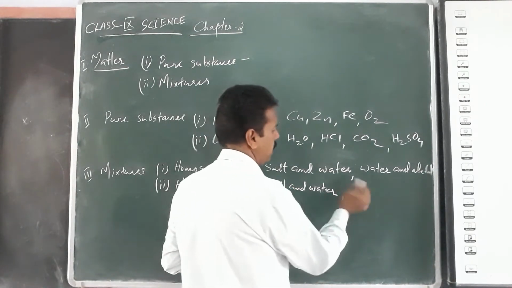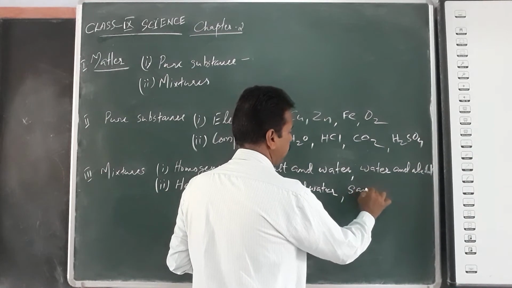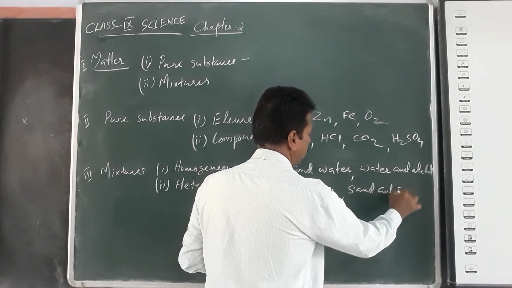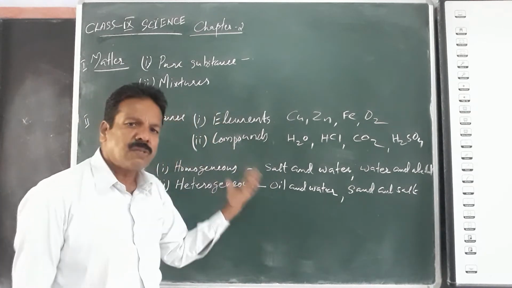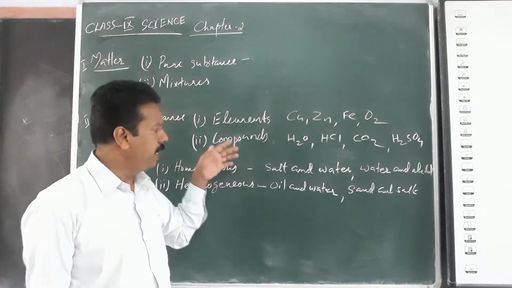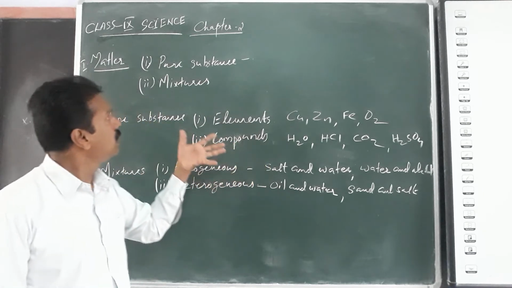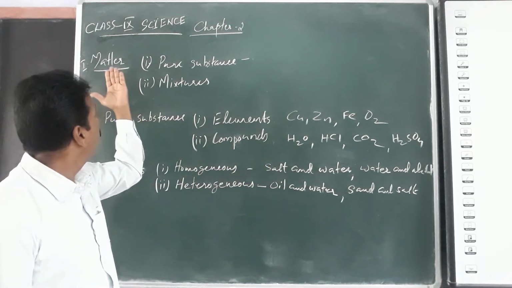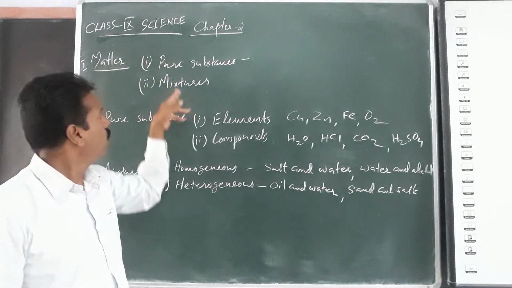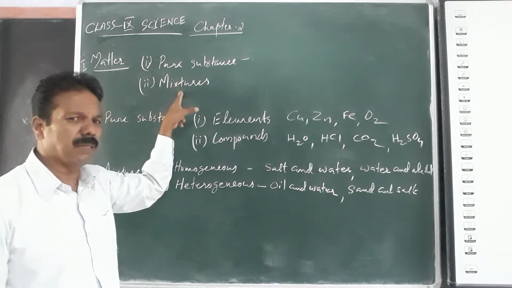Then sand and salt. Sand and salt you can mix, and you can see sand separately, salt separately. Okay. And this is a summary of the substances found in nature. First we have to divide matter into two categories. One is pure substance, another is mixtures.